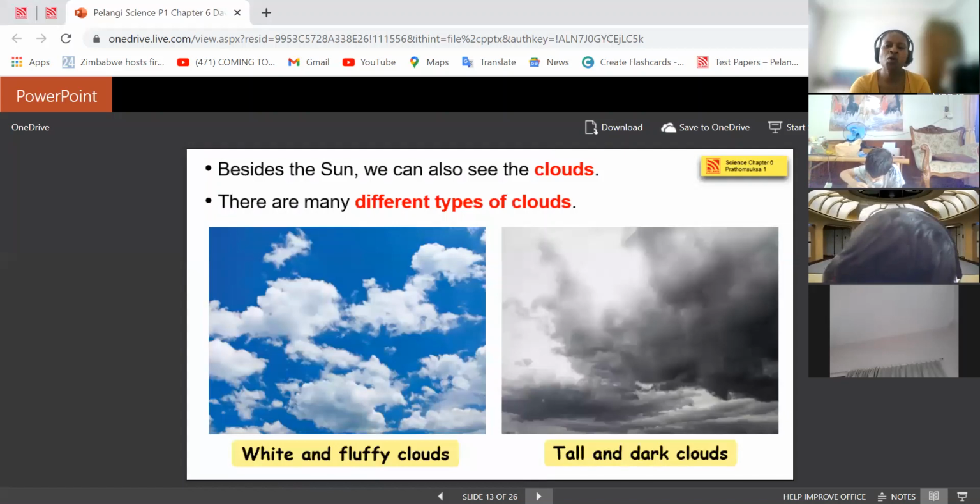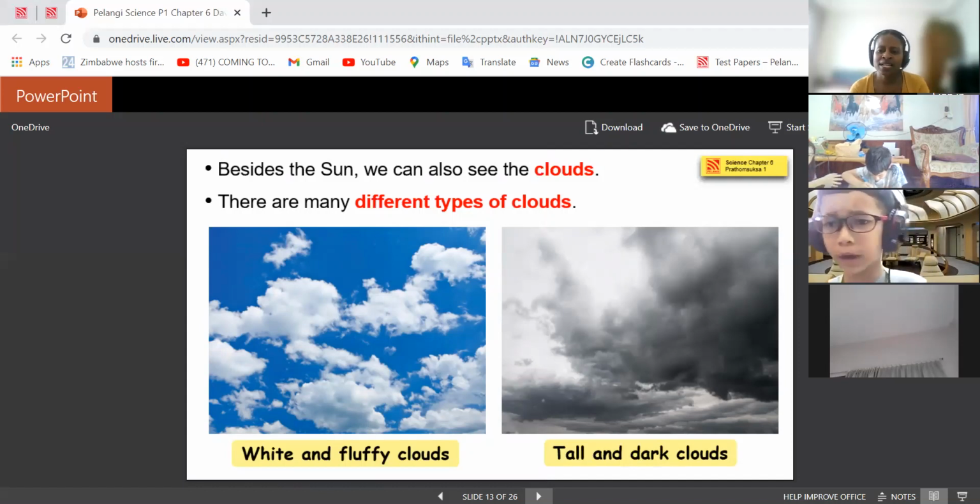Let's find out more about clouds. Can we all please look at page 97? If we look at page 97, we can see different clouds.